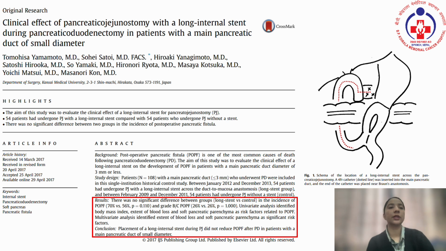And another is the use of stent. In this article, also from Japan, they have used a long internal stent. What they do is, during the pancreatojejunostomy, they put a long stent over the pancreatojejunostomy site, bringing that stent up to the Braun's anastomosis and through the same jejunal limb that is used for the hepaticojejunostomy and then gastrojejunostomy.